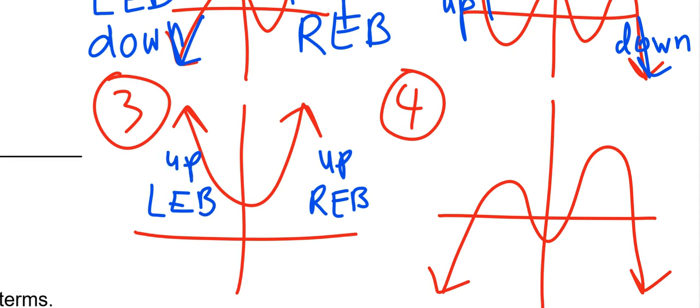How about my left end behavior on 3? Now, I don't know if you've noticed this, but every single time I go to a new graph, I'm finding the right end behavior first and the left end behavior second. There is a real reason, which you'll see in a little bit, of why I'm doing that. You need to program your brain to find the right end behavior first and the left end behavior second.